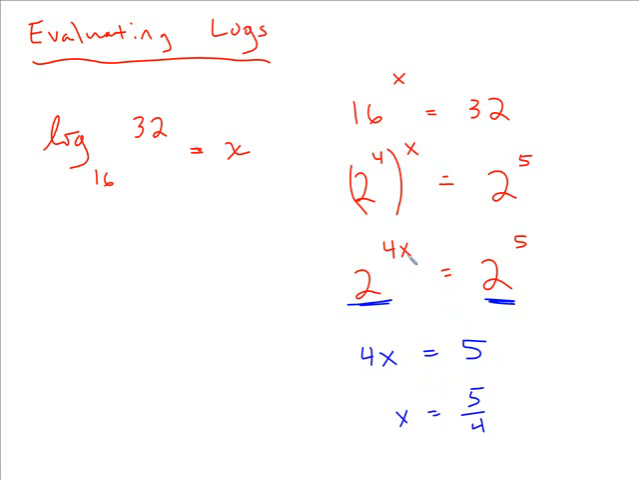So if you plug in 5 over 4 here, right, then these are going to be equal to each other because the 4's will cancel and you'll be left with 2 to the 5th. Okay? So that's how you find out what a logarithm equals, all right, if the numbers aren't so nice. All right, let's try another one real quick.